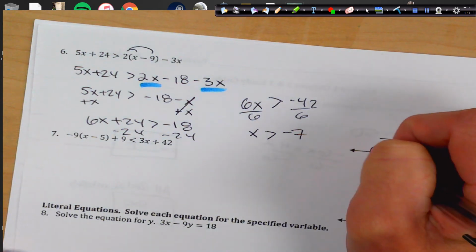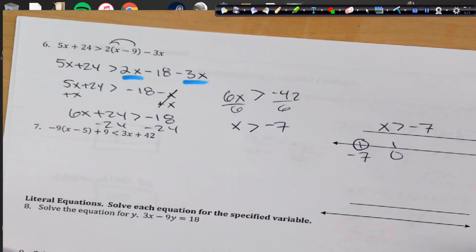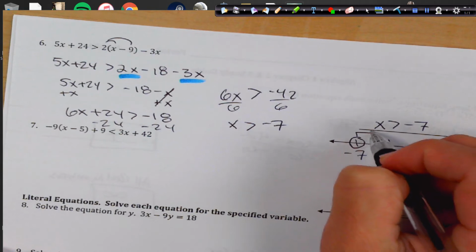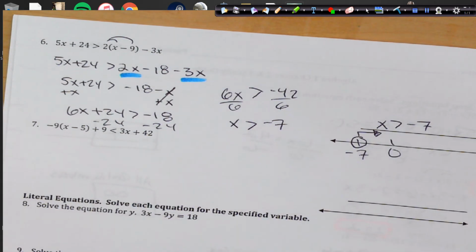X is greater, so it's an open circle, and it's bigger than negative 7, so we're going to go that way, or negative 7, I apologize.